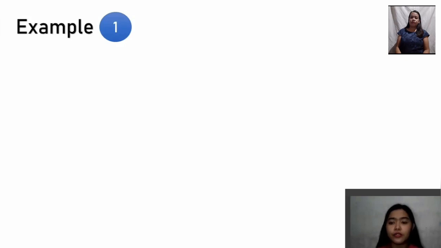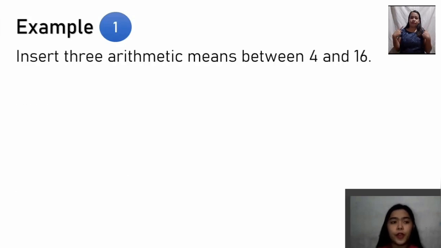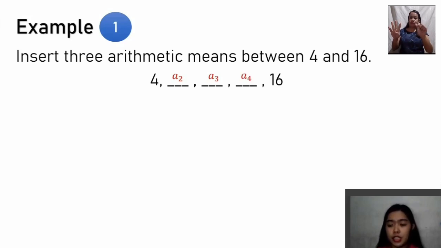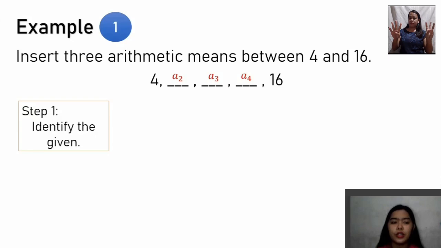Let us have our first example. Insert 3 arithmetic means between 4 and 16. So this is the arithmetic sequence: 4, a sub 2, a sub 3, a sub 4, 16. Let's proceed to step 1.